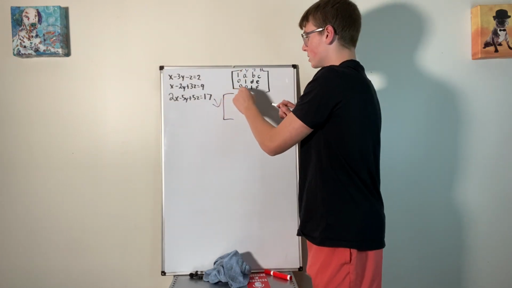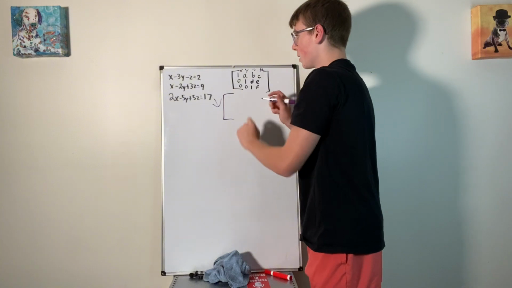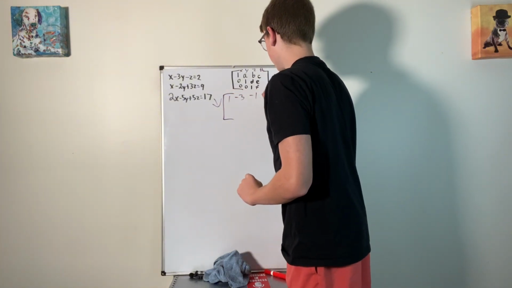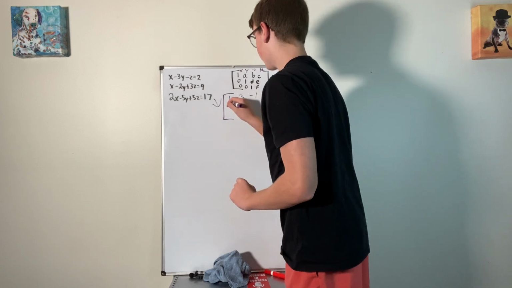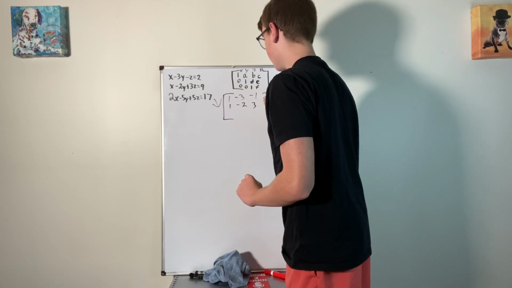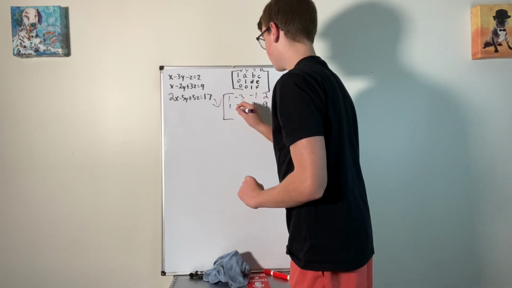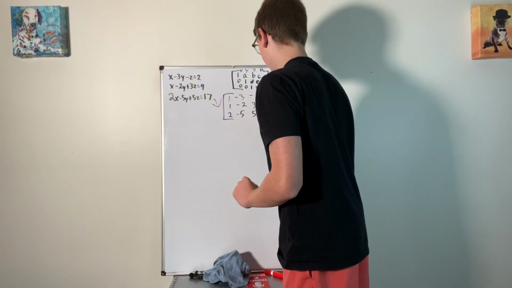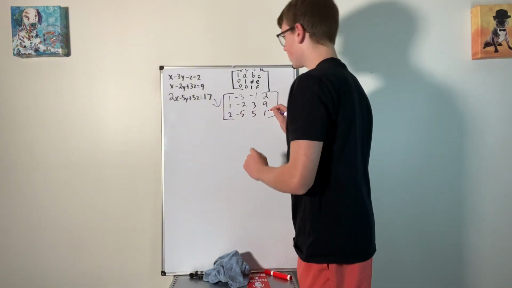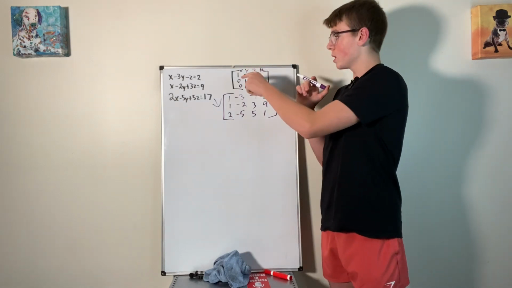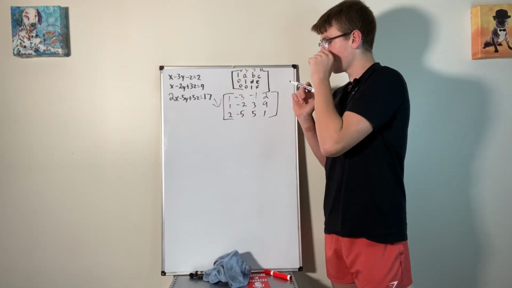So here we'd have these, because these are just the coefficients of the variables. So this will be our x, y, z number. So this will be 1, -3, -1, 2. And then we have 1, -2, 3, 9. And then 2, -5, 5, 1. Okay, so again, we need 1 to start, then 0, 1, then 0, 0, 1.